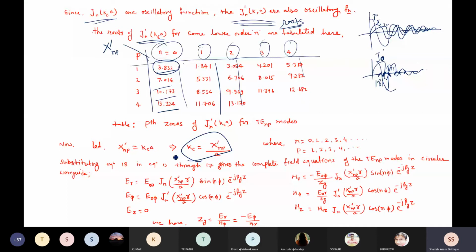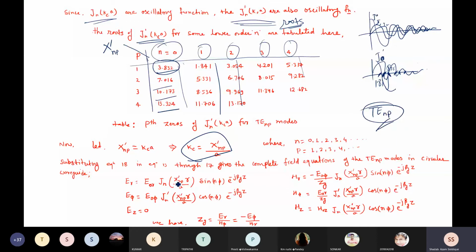Now you should remember p should not be equal to 0, because zeroth root cannot exist. We cannot take the zeroth root, meaning there is no root at all. There is no root, so that means there should not be a solution. So p should start from 1 and n should start from 0, 1, 2, 3. So it is in X'np dash form, so your TE mode will exist in this TE np form.